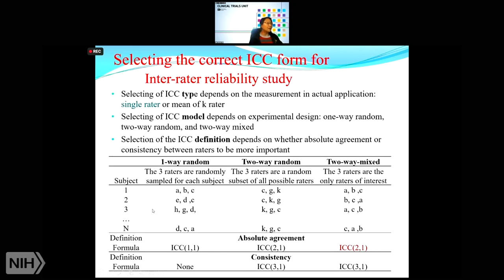Let's look at the experimental design. This slide shows how to select the correct ICC form for inter-reader reliability. Selecting the ICC type depends on the measurement in the actual application, for single measurement or for the means of measurements. Selecting the ICC model depends on the experimental design. Selecting the ICC definition depends on whether absolute agreement or consistency between readers is more important. For the one-way ANOVA, there is only one choice: use ICC 1-1, which is for absolute agreement. For the two-way random and two-way mixed models, if you think absolute agreement is important, we should use the ICC 2-1 formula. And if you think consistency is more important, we use the ICC 3-1 formula.